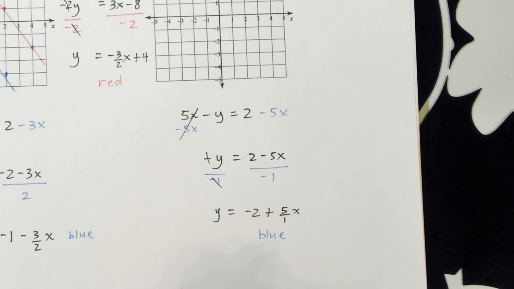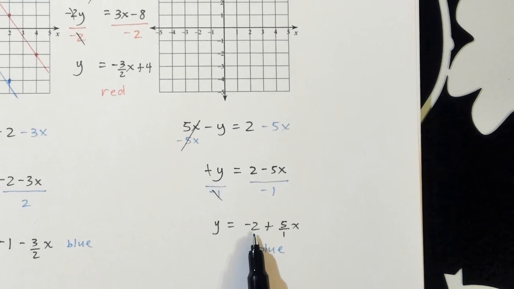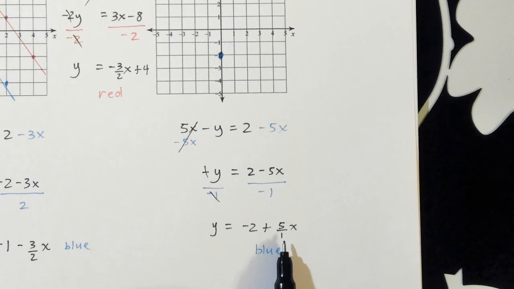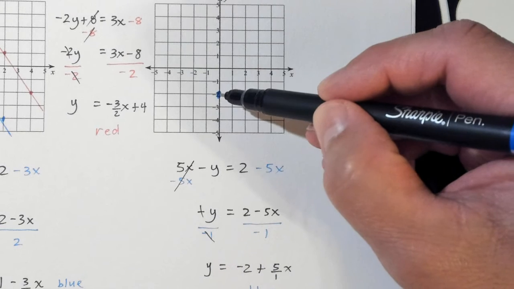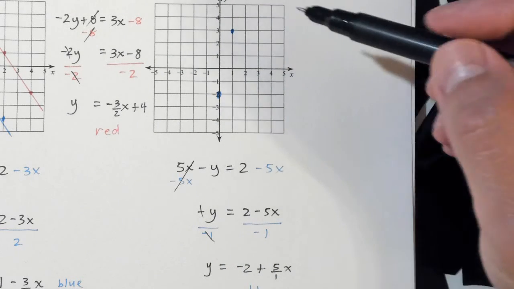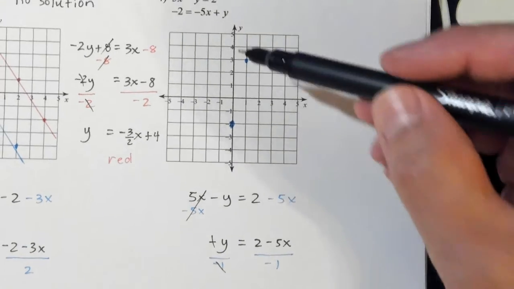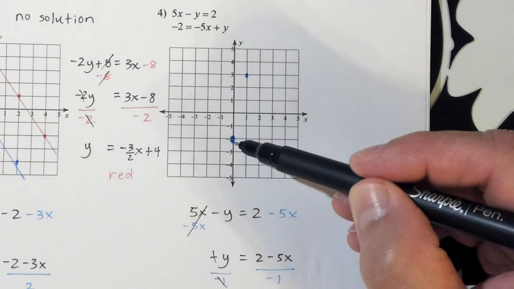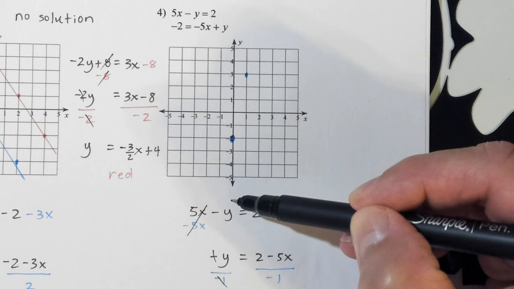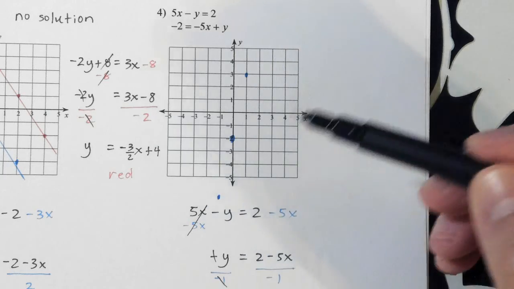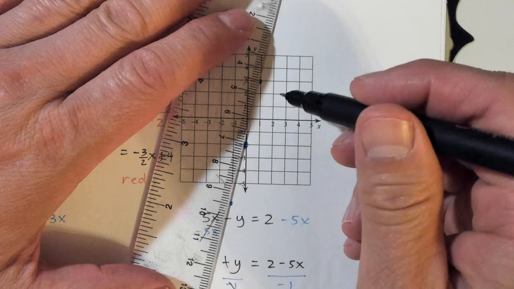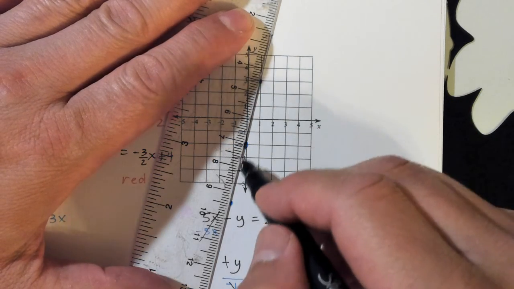I graph this one in blue. Y-intercept is negative 2. The slope is 5 over 1, so up 5, 1, 2, 3, 4, 5, right 1. And I'm going to do one more point down here. It doesn't quite fit, but it's close. So 1, 2, 3, 4, 5, 1. You only need 2 points to draw a line, but the more points you have, the better.